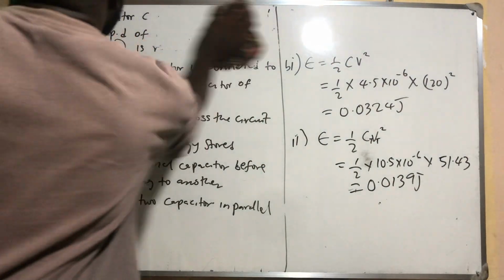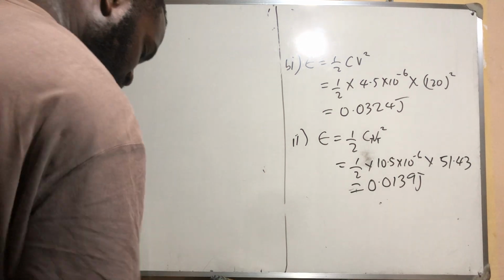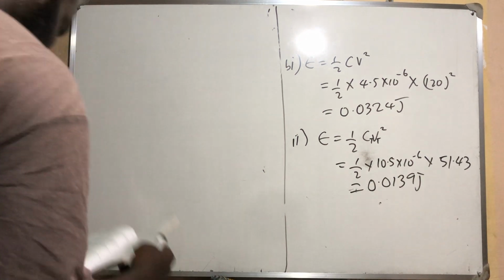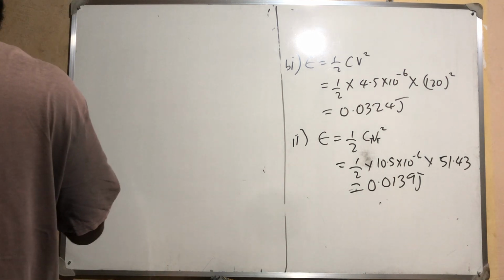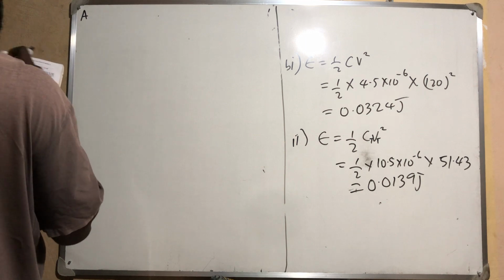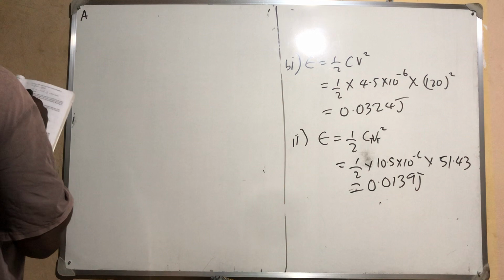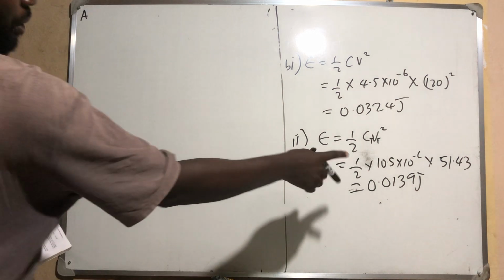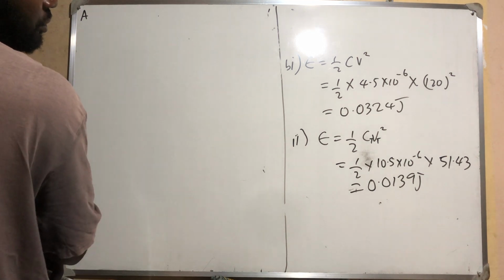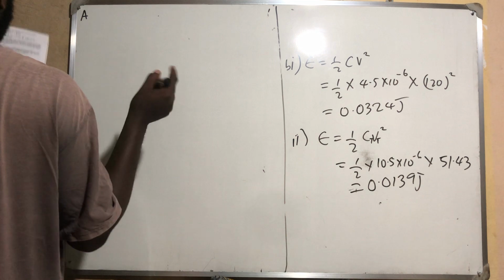The next question. Now, if you notice, the energy stored in the total one is smaller than this one. Why? Because the first one was charged, while it is now being put to another one that is not charged. So that is what happened.